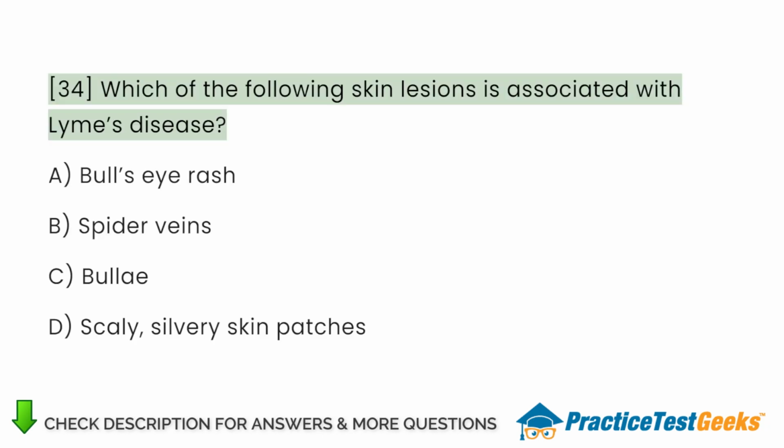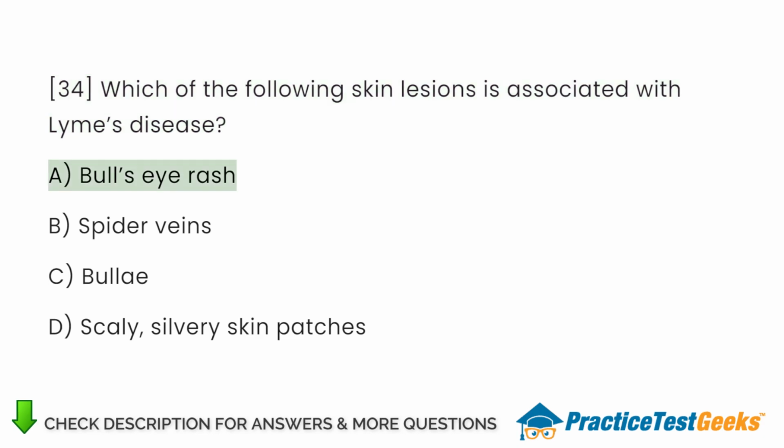Which of the following skin lesions is associated with Lyme disease? A. Bullseye rash. B. Spider veins. C. Bully. D. Scaly, silvery skin patches.